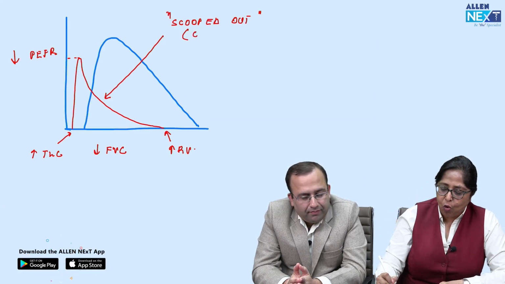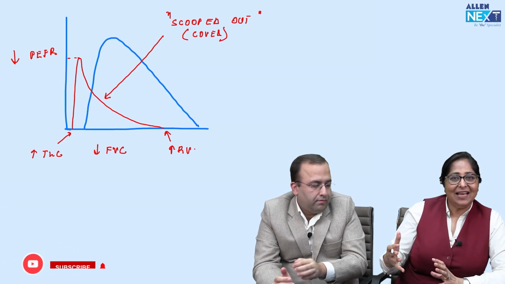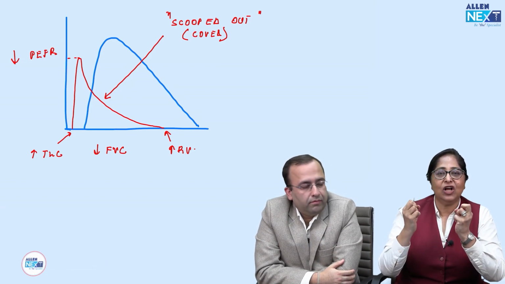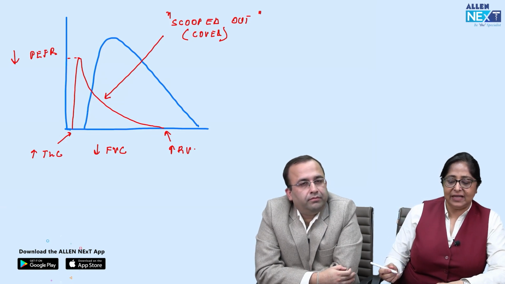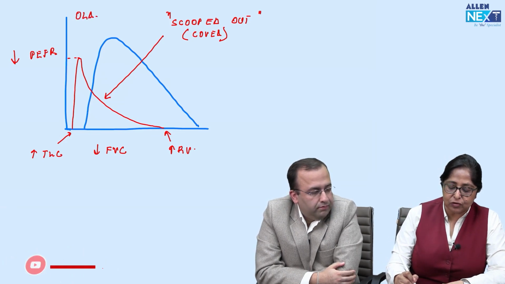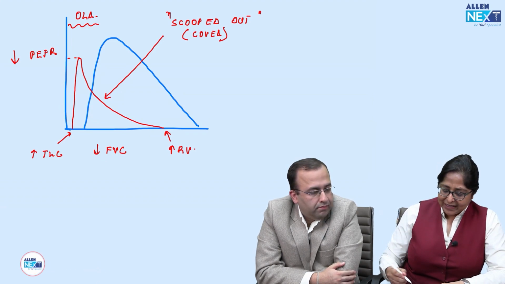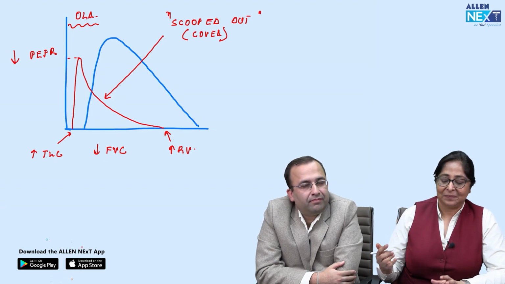It's also known as a coved curve. Cove, it's like a cave. Why is the shape of the curve abnormal? This is because of an early collapse of airways. So this is what you see in a typical obstructive lung disease. Now, just one more point, and then I'll hand it over to you, Dr. Sushant, and that is what is a loop.